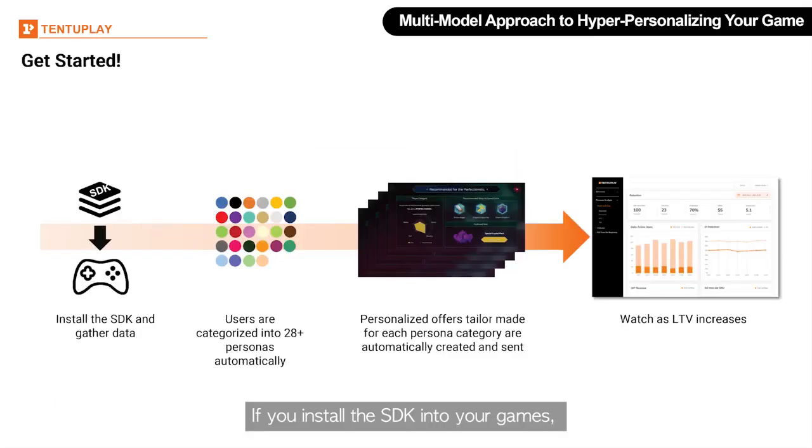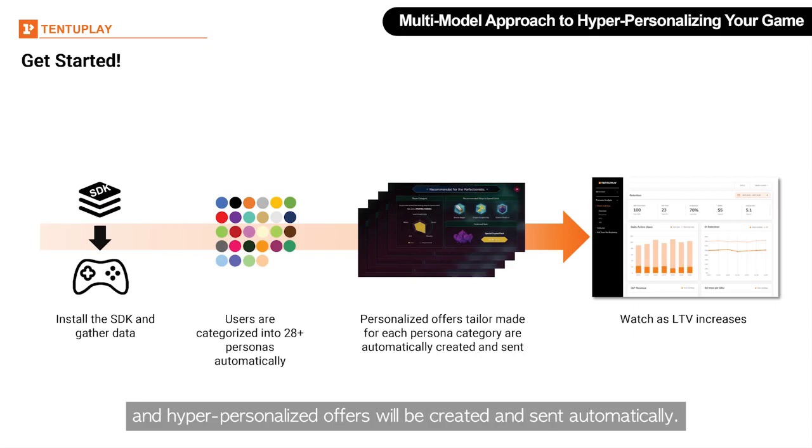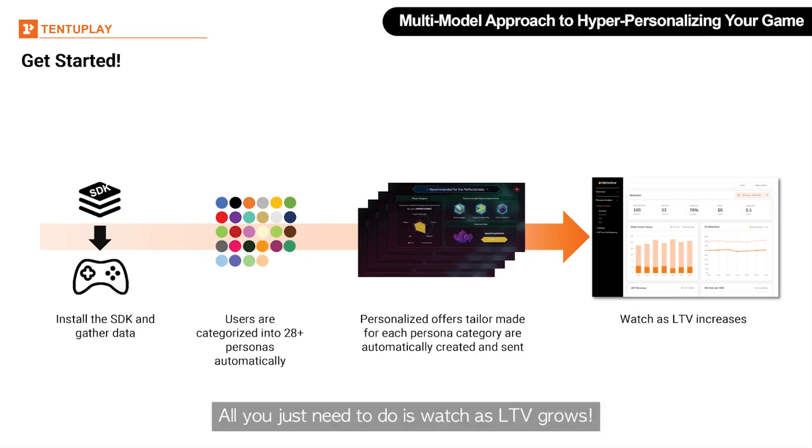So, if you install the SDK into your games, users are categorized into 28 personas automatically, and hyper-personalized offers will be created and sent automatically. All you just need to do is watch as LTV grows.